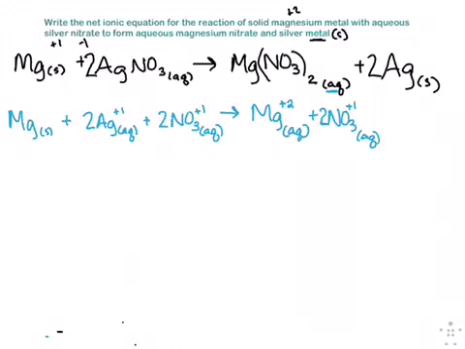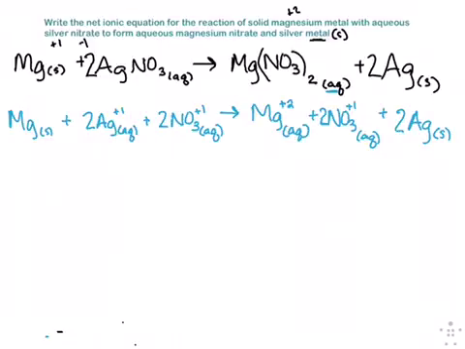AQ, and then +2 AG. That's a solid. Do I need to worry about the charge on that silver on the product side? No. Why not? Because it is a solid. All right, our next step is to go through and cancel out the spectator ions.